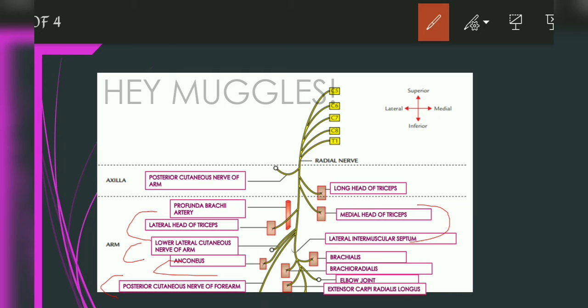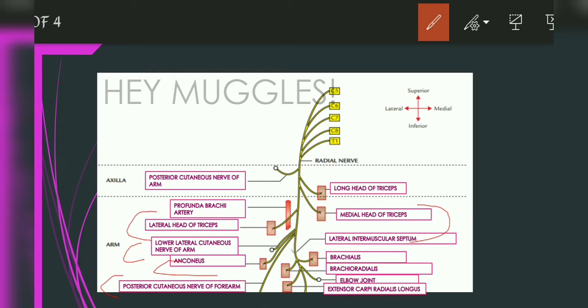Although the posterior cutaneous nerve of forearm originates in the region of your spiral groove, it supplies the region of your forearm, right? As the name suggests, it is a sensory nerve which supplies the forearm, but it arises in the region of the spiral groove of the arm. So is this clear to all of you?